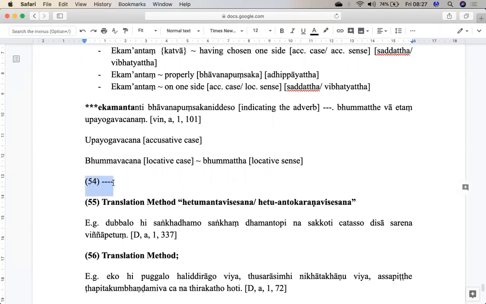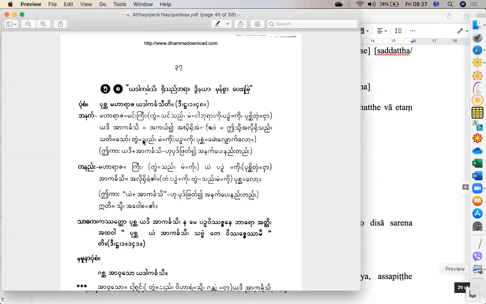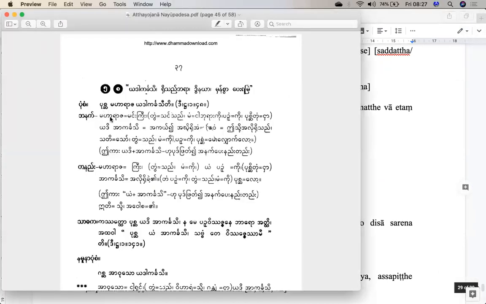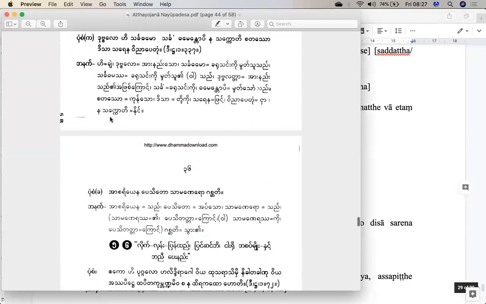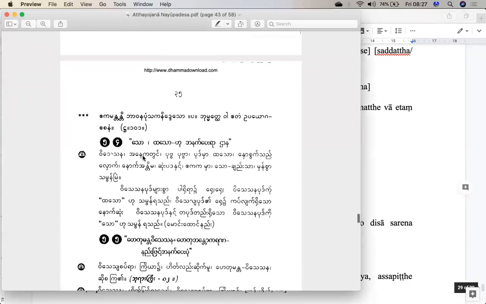So the 54th method is, okay, I will show the original one. Here, 54: do ta do hu anabiya thana. A place where it should be translated as do or as ta do. That is just Burmese, related to the Burmese language. The meaning of this one is not related to any other language, just to Burmese.